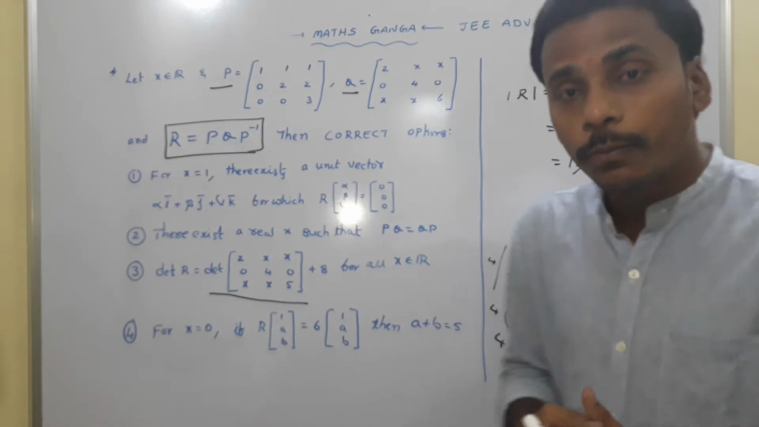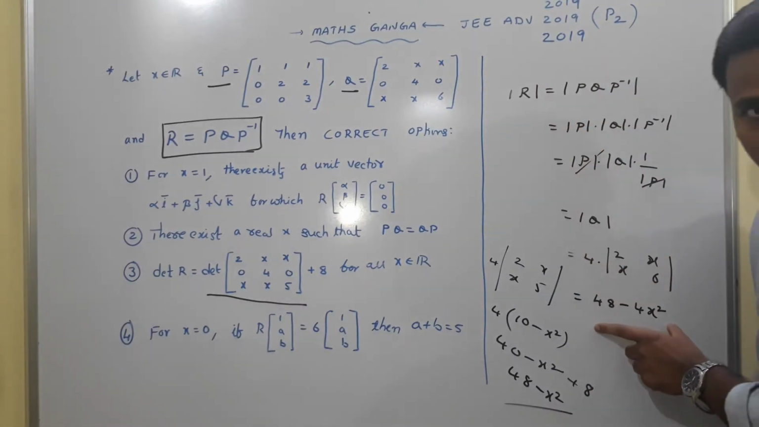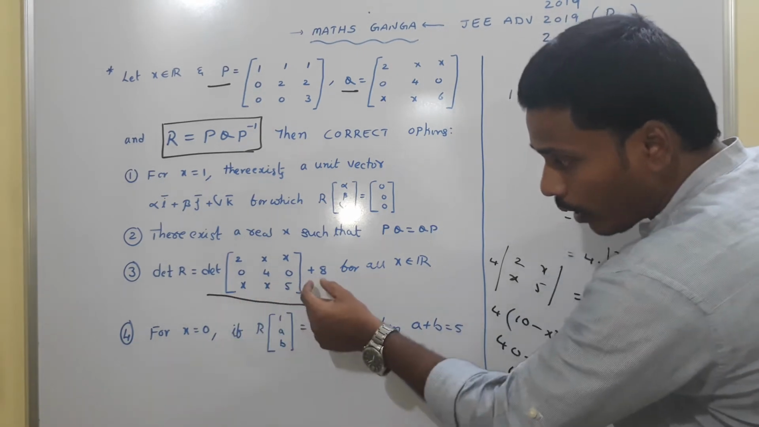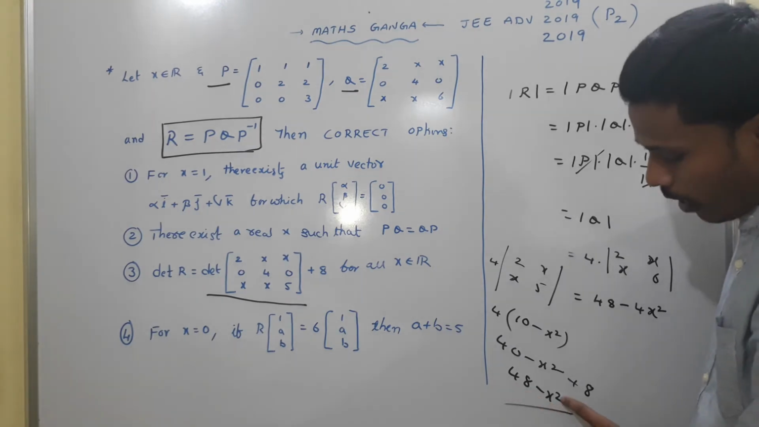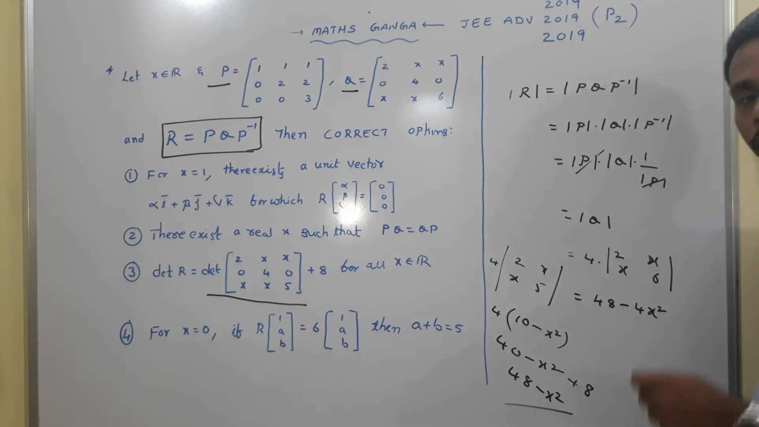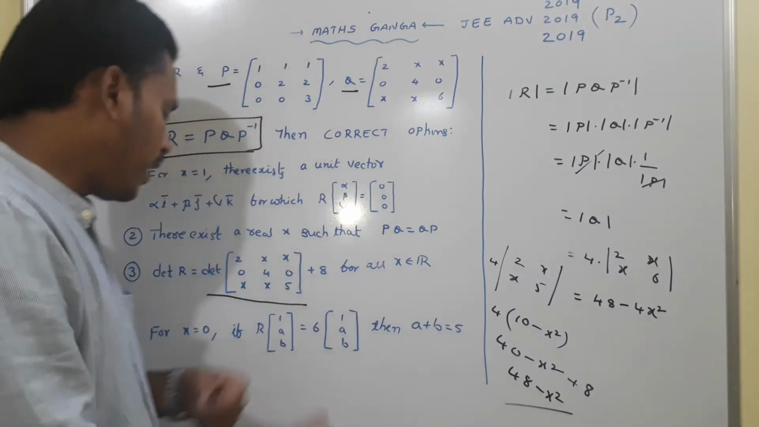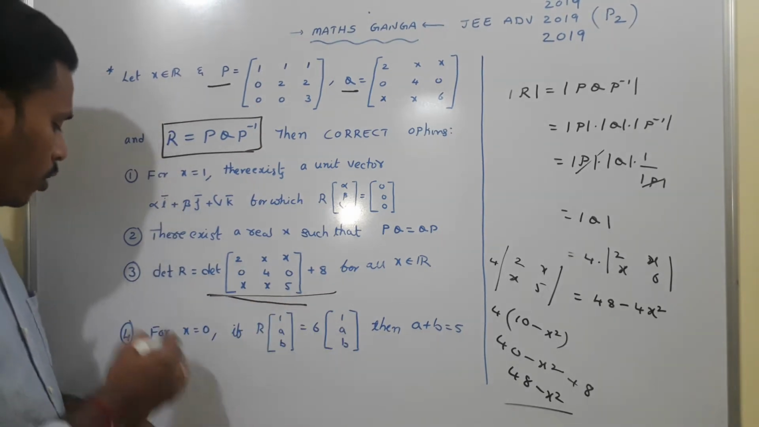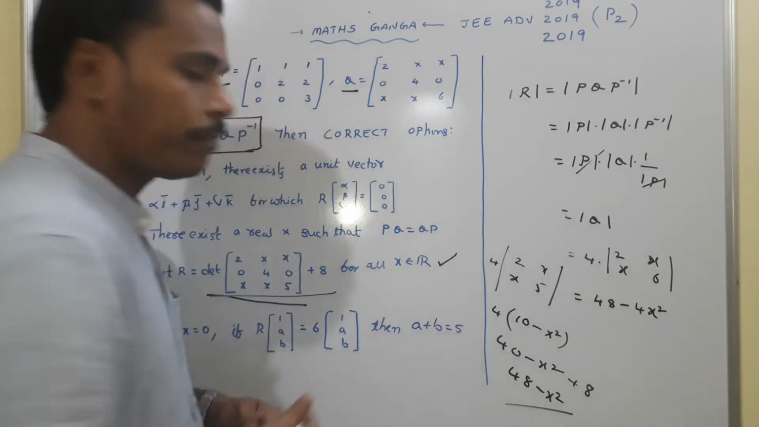So if you observe finally, the determinant of R is 48 minus 4x square, and in the same manner the determinant of this matrix when you add 8 again gives us 48 minus 4x square. So if x is any real value, these two are equal. So without depending on x, the determinant of R as well as the right side value is the same. So option 3 is the correct choice, right?